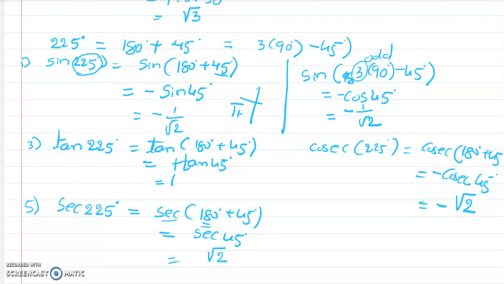As far as the sign convention is concerned, we have sec here, and the angle is 225. 225 lies in the third quadrant. In the third quadrant only tan and cot are positive. So I should retain the minus sign.